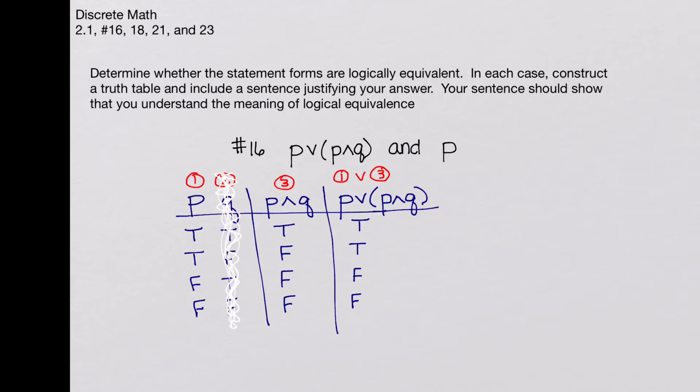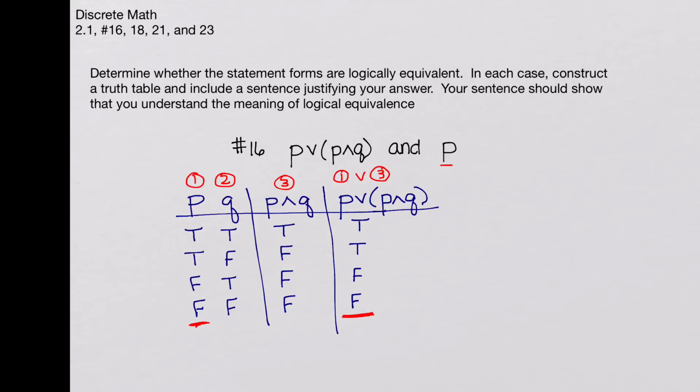Okay. So now, let's see. There we go. All right, so now I've brought back my whole truth table. I'm looking at the whole thing. And what I want to do is compare the final column that we got for P or P and Q, and I'm comparing that to P. And I see that the truth values are always the same. We have true, true, false, false.